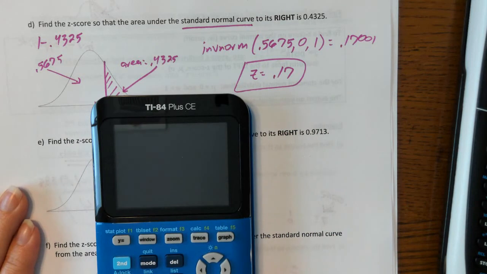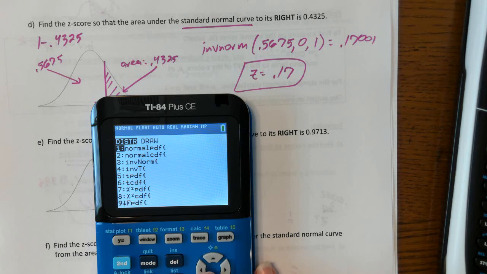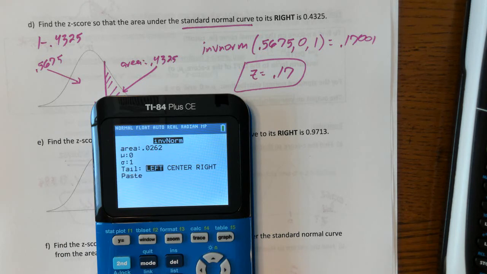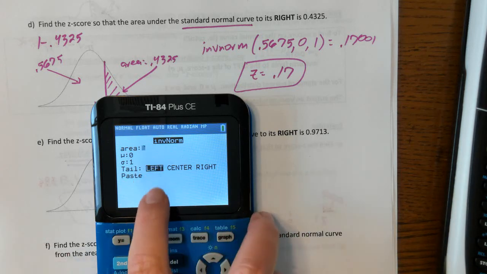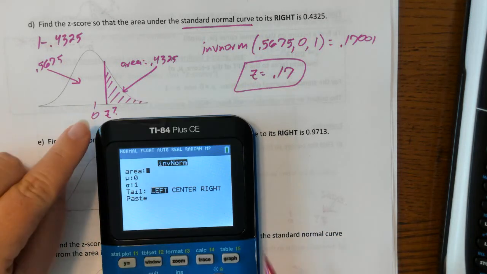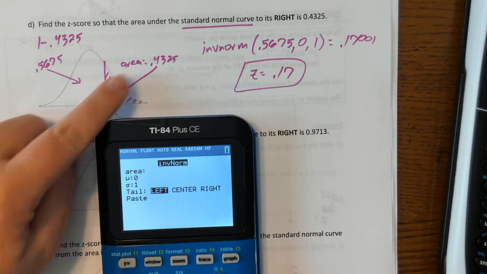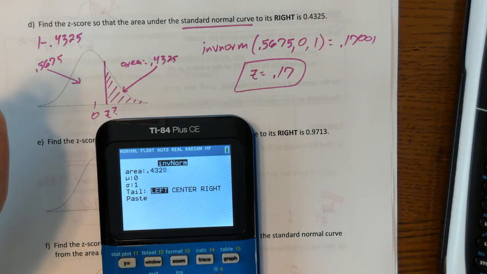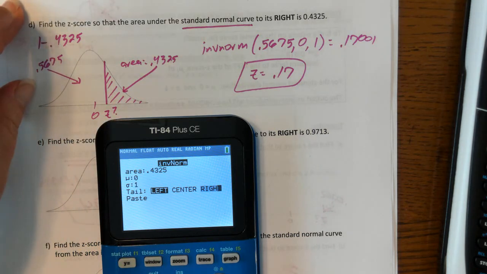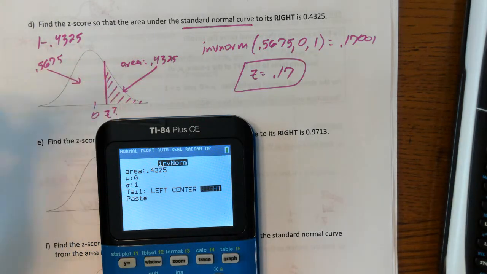Some of you have a newer TI-84, and here's what's kind of cool about this. If you have one of the newer ones, when you pick inverse norm, notice how it prompts you whether the tail, that means the shaded region, is the left, in the middle, or the right. So what you could do is you could have typed in 0.4325, mean 0, standard deviation of 1, and then you could arrow over and tell it, oh yeah, that 0.4325 number I gave you, it's on the right.